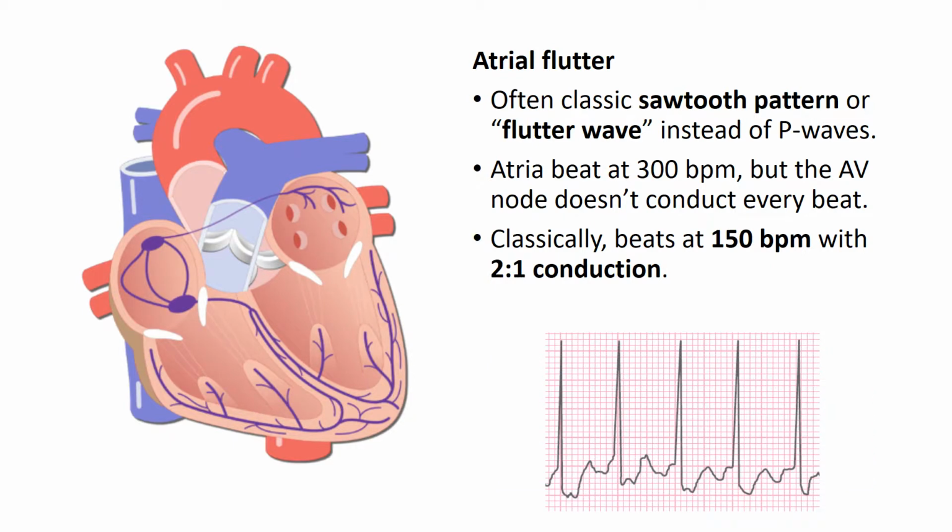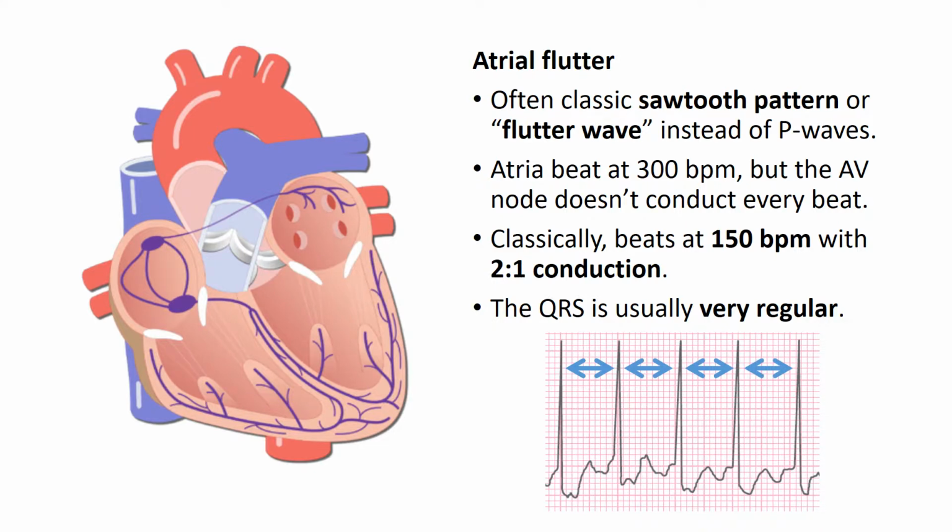But the classic picture is more like this, where you get 2-to-1. So you get a beat there, and then it conducts, another P wave, and it conducts, another P wave, and then it conducts. And that sawtooth pattern is sort of buried in there. Now the QRS in this circumstance is usually a very regular one. So if you were to measure the distance between those lines, the distance is almost exactly the same, or it's very, very subtly irregular.